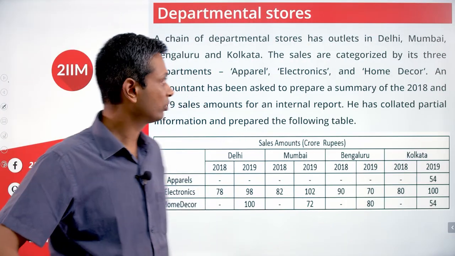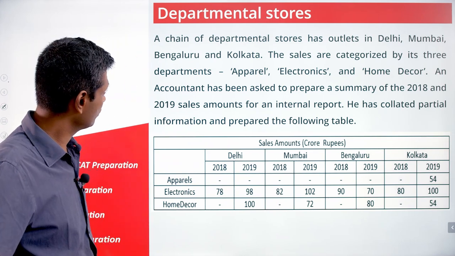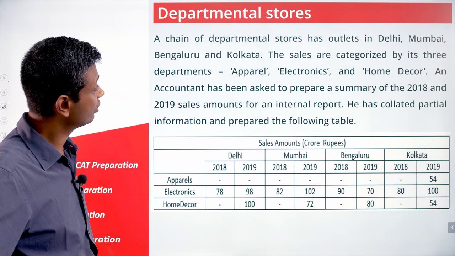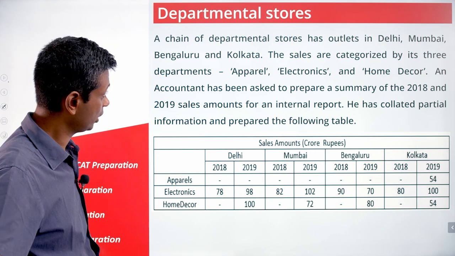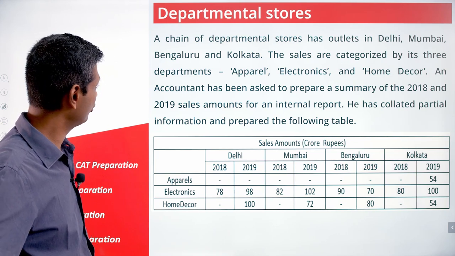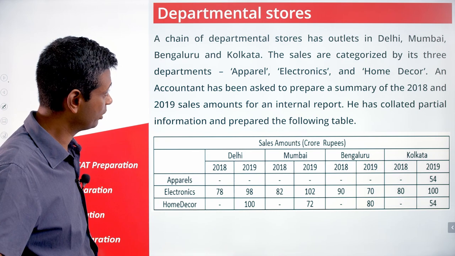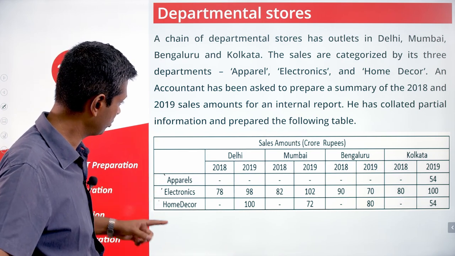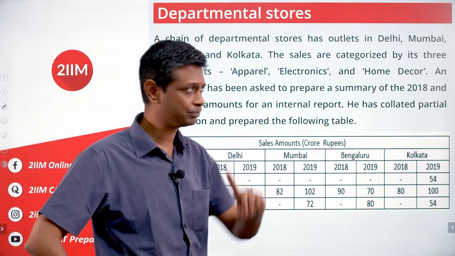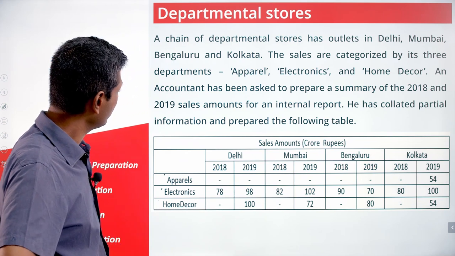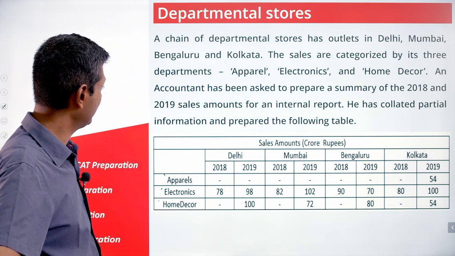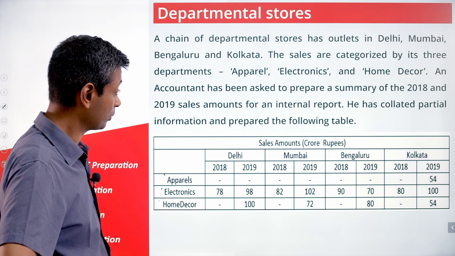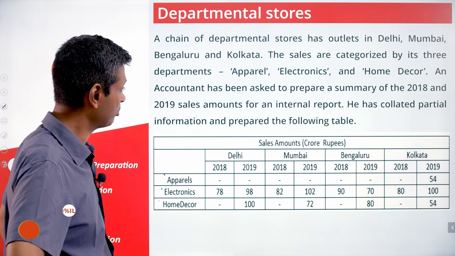Fine. Let's do this. Departmental stores. A chain of departmental stores has outlets in Delhi, Mumbai, Bengaluru, and Kolkata. The sales are categorized by its 3 departments: apparel, electronics, and home decor. An accountant has been asked to prepare a summary of the 2018 and 19 sales amounts for an internal report. He has collated partial information and prepared the following table.